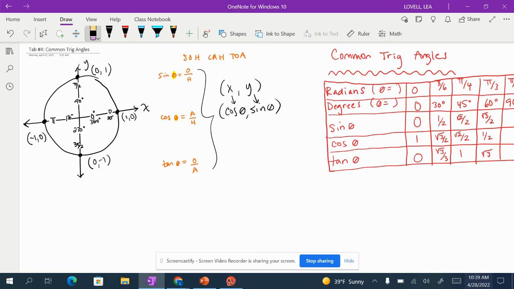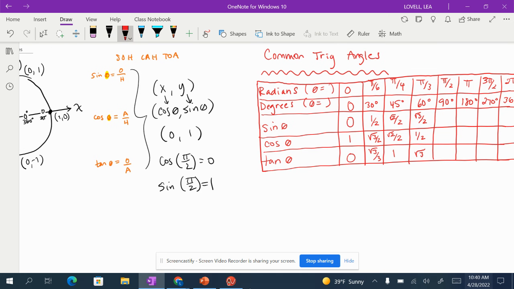If we rotate pi over 2 up on the unit circle, we have a point of 0, 1. And remember that the x-coordinate is representative of the cosine of theta. So the cosine of pi over 2 is equal to 0. And sine is the y-coordinate. So the sine of pi over 2 is going to be 1. So at pi over 2, the cosine is 0 and the sine is 1.